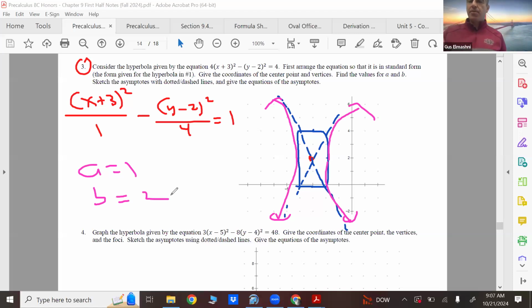A is reserved for the positive fraction. B is reserved for the negative fraction. Give the equation of the asymptotes. That's not hard. That's y minus 2. And how far am I going up and over? Up 2, right 1. So plus or minus 2, x plus 3, I think. Yeah.